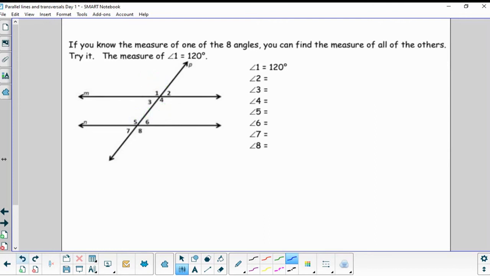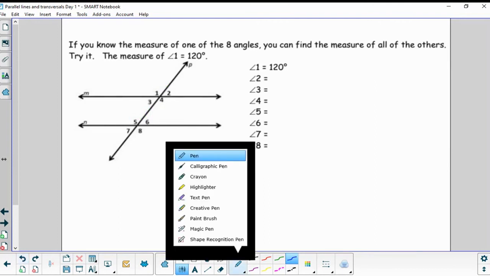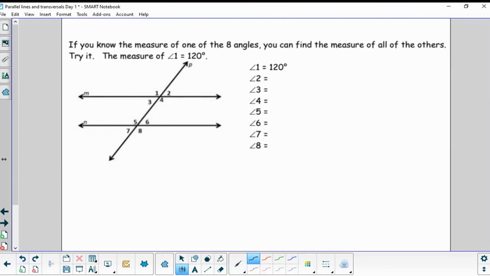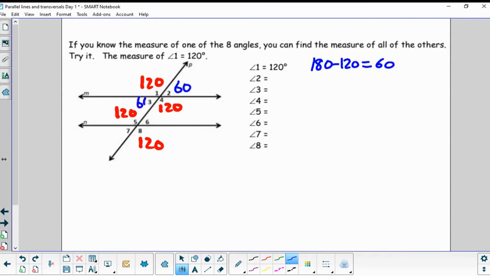Let's go ahead and show them to you now. I kind of reversed the video so you can see them disappear, but there's 120, 120, 120 for number 5, and angle 8 is also 120. So if those angles are each 120, then to find the other angles, all I have to do is subtract 120 from 180. So 180 minus 120 equals 60. And that means all of the other angles in this diagram are 60 degree angles.